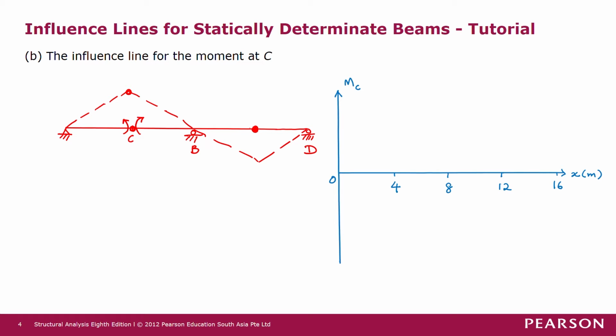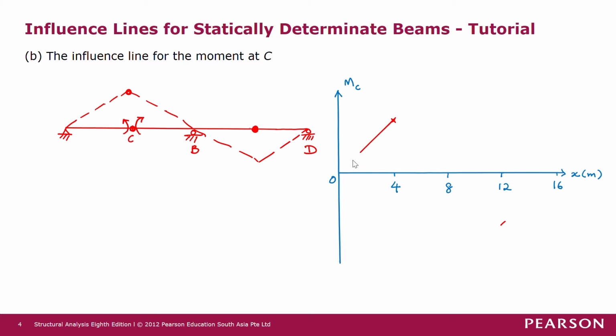Okay, so now we know that the peak value will be at 4 meters, and also at 12 meters. So now we draw the influence line shape first. We know that we have a peak here at 4 meters, and then another peak here at 12 meters, right?